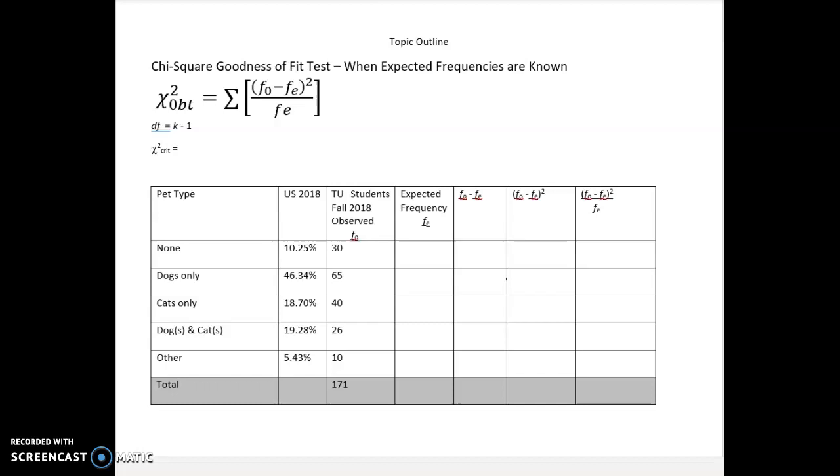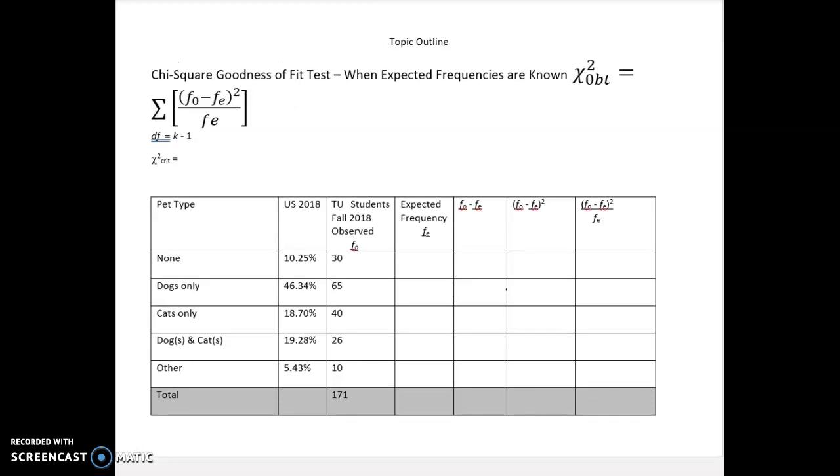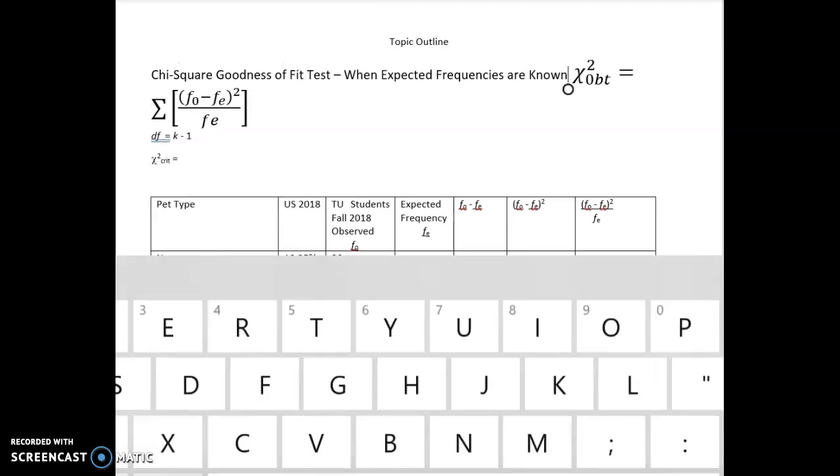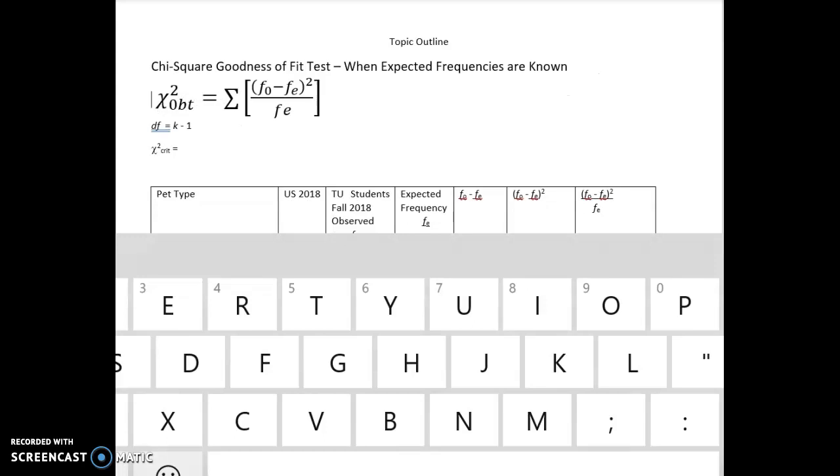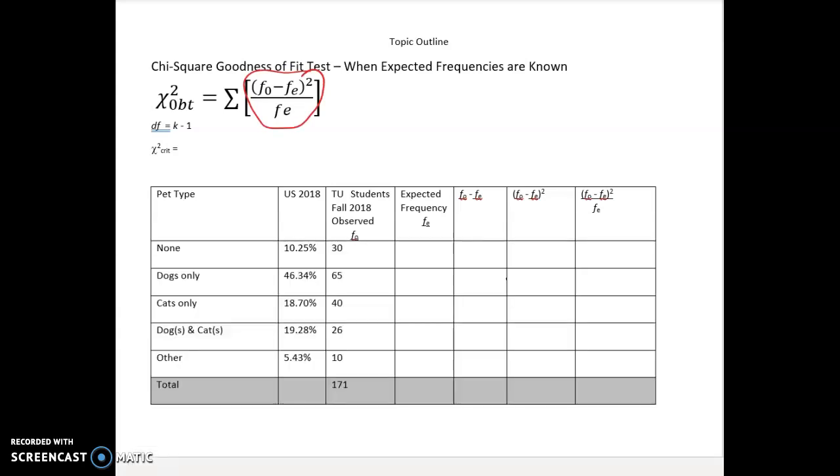The formula is the same for all of them, which is chi-square obtained is going to be equal to the sum of this entire formula here, and that is the observed frequency minus the expected frequency squared, and then you divide that difference squared by the expected frequency.